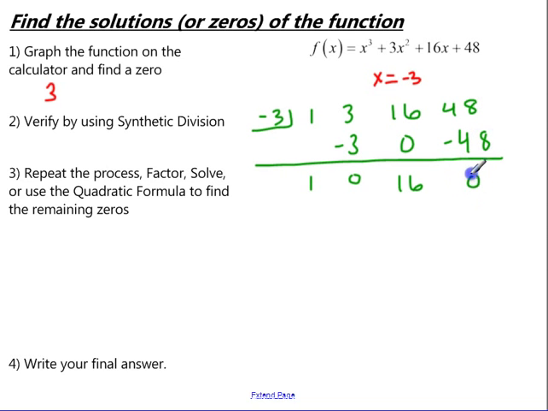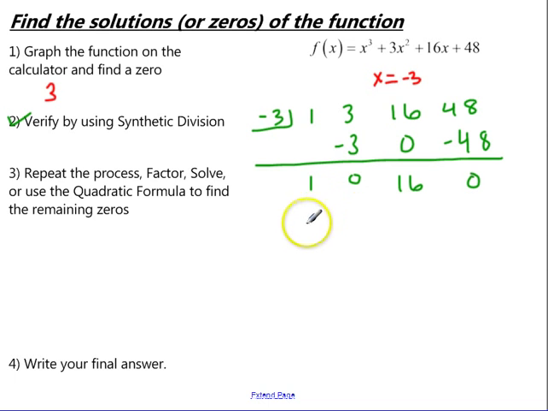and add down, we want a remainder of 0, because when you have a 0 of the function, it has to divide without a remainder. So if this was not a 0, that would tell us that -3 is actually not a 0 of the function. So now that we've verified that -3 is a 0 using synthetic division, we want to either repeat the process, factor, solve, or use the quadratic formula to find the remaining zeros.